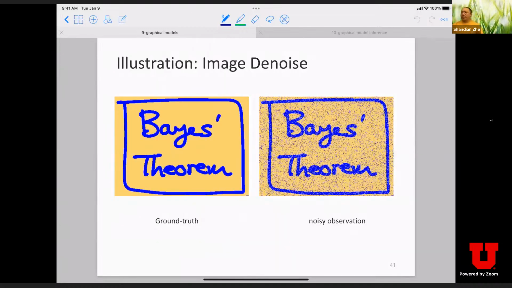So here's one example of an undirected graphical model, which is called image denoising. Suppose this is our ground truth picture, and unfortunately it was corrupted by some noise. This is a binary image, so you have two possible pixel values, yellow or blue. But if your image has been corrupted by many random blue pixels, how can we denoise it?